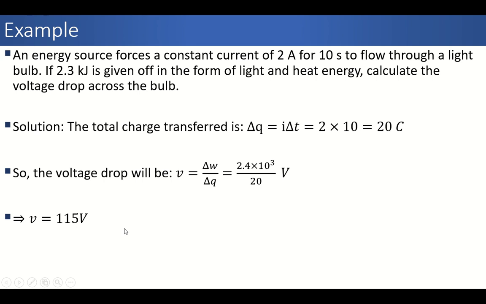So you can see that for finding a certain quantity, we first have to calculate the quantities required in the formula. The formula for V is delta W divided by delta Q, or dW divided by dQ. In this equation, we don't know dQ; we are given the energy or work, but we have to find delta Q. So we have to use a suitable formula for finding delta Q, which can be computed using current and time.